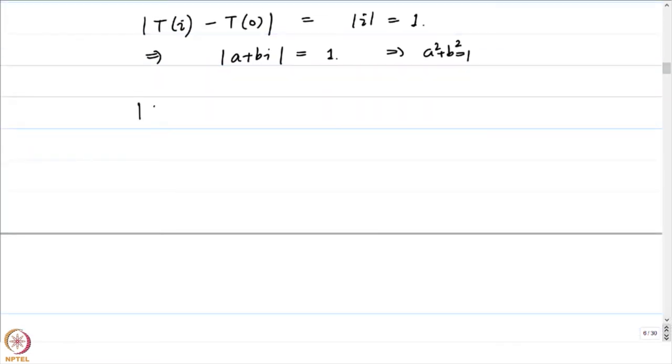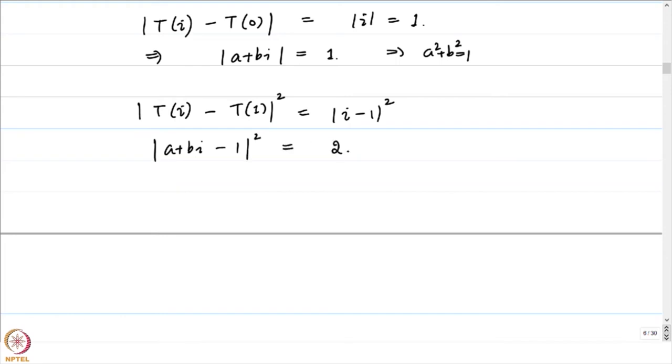We also know that the absolute value of T(i) minus T(1) is the same as the absolute value of i minus 1. And we know what the right-hand side is. So, squaring it, this is going to be the case. And T(1) is 1, that means that the absolute value squared of a plus bi minus 1 is equal to 1 squared plus minus 1 squared, which is 2. That means that (a minus 1) squared plus b squared is 2.